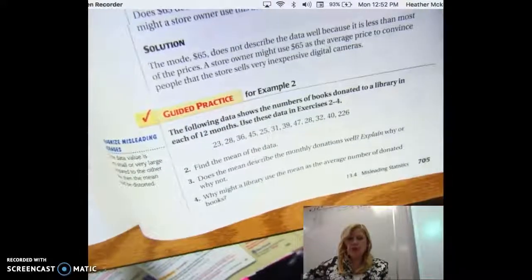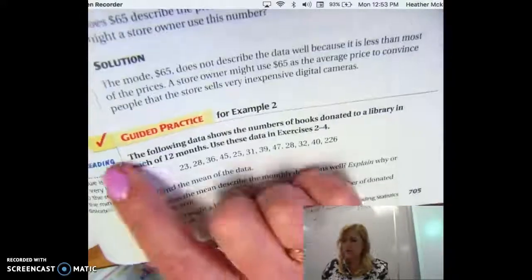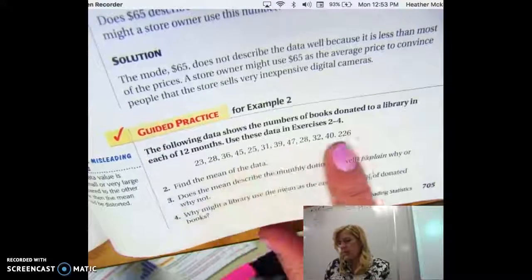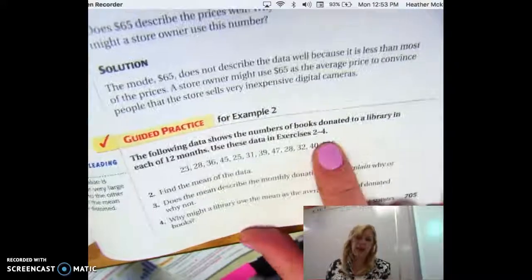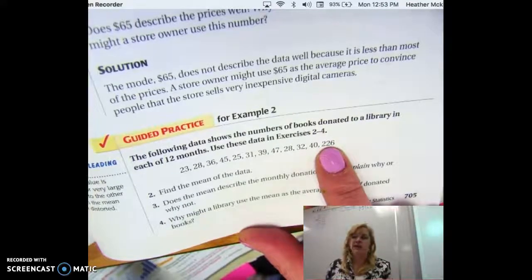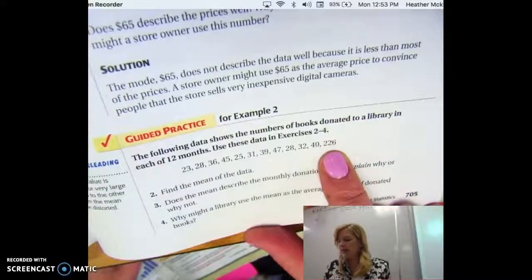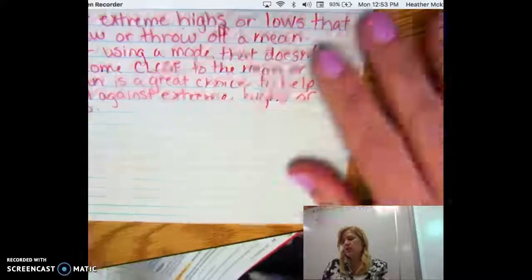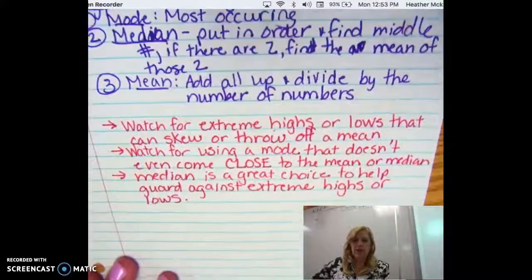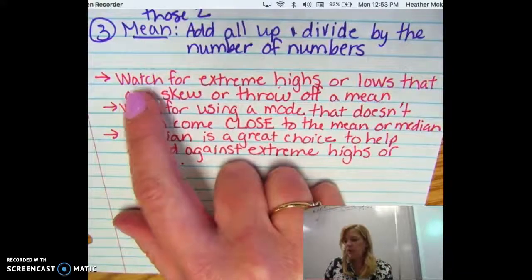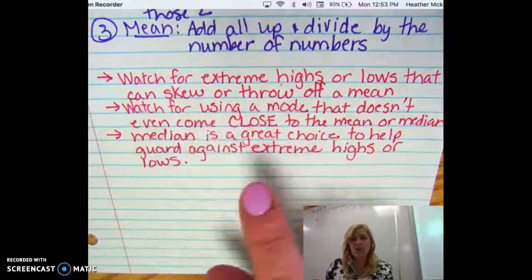When you go to look at numbers, I'm just going to show you this set of numbers. If you are going to choose a kind of average to use, the problem, once you arrange this in order, is do you see the extremely high number, the 226? That guy is going to throw off your mean. If you add them all up and you divide, that's going to get thrown off. At this point, I do not see a mode. So what I want you to do is realize that you need to be watching closely. You need to watch for the extreme highs and lows that will skew or throw off a mean.